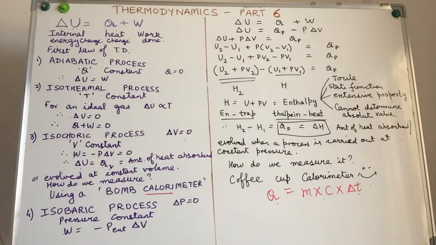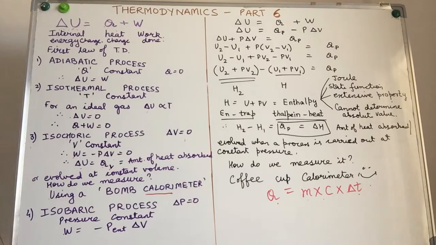Coming to isobaric process, a process which is taking place at constant pressure. Now, most of the processes we talk about are taking place at constant pressure only, because that's the atmospheric pressure, because it is not possible to have a completely closed insulated container every time. We are carrying out the processes under atmospheric pressure, called constant pressure.